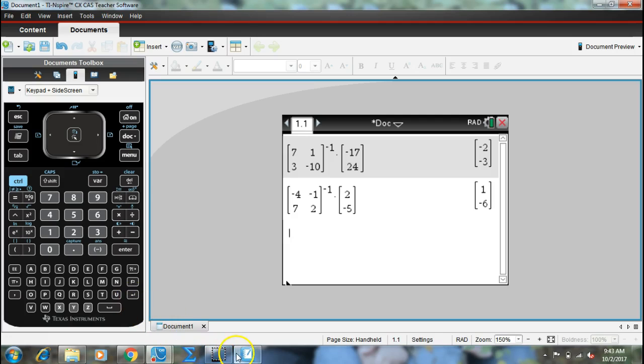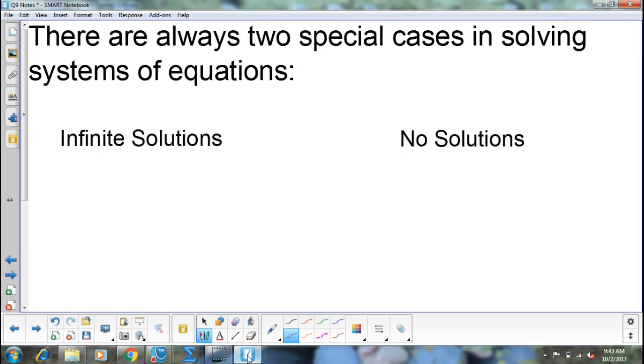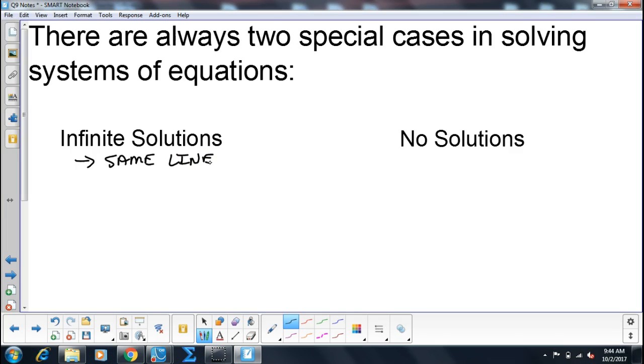Okay? Now, the question did arise earlier today about some special cases when you're solving systems of equations. There's always two special cases when you're solving systems of equations. There's infinite solutions and there's no solutions. Infinite solutions is when you have the same line, where both lines end up being the same. No solutions case is when you have parallel lines.